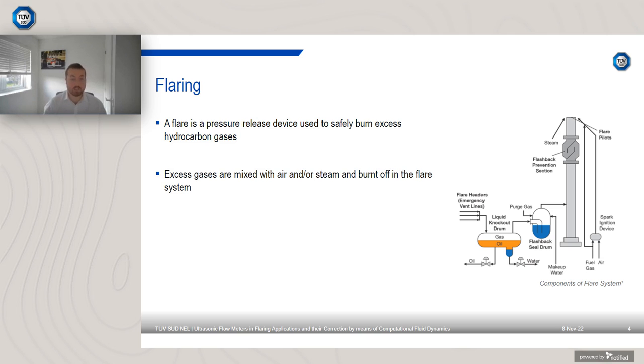So these excess hydrocarbon gases are mixed with air and sometimes steam, and they're burnt off in the flare system. The reason why we do this is because methane, which is a primary component of the flare gas, is significantly more potent than carbon dioxide, which is an artifact of the combustion of the hydrocarbon gas.